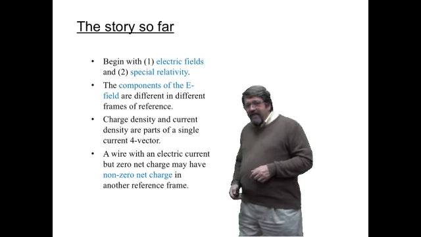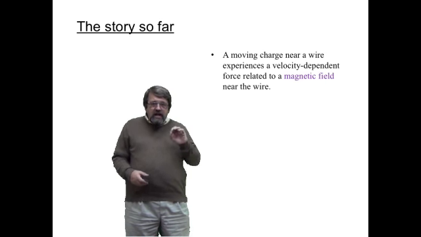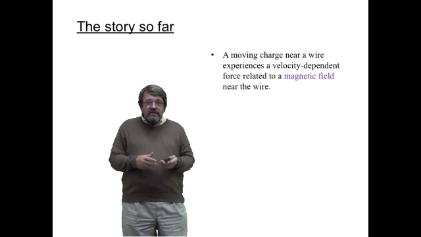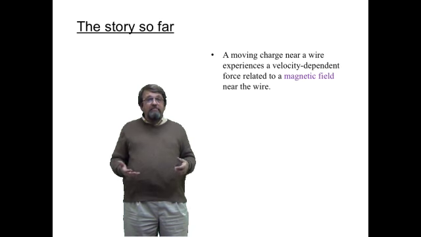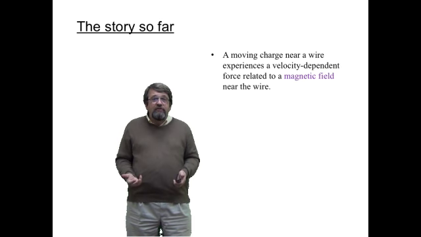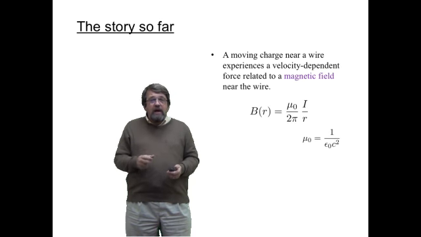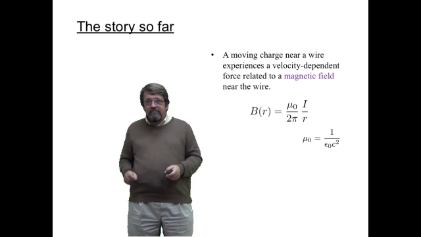And because of that, a moving charge near a wire will experience a velocity-dependent force related to what we call the magnetic field near the wire. And that magnetic field, we got an expression for it. It's mu naught over 2 pi times the current over the distance to the wire. And that mu naught is defined to be 1 over epsilon naught times c squared.